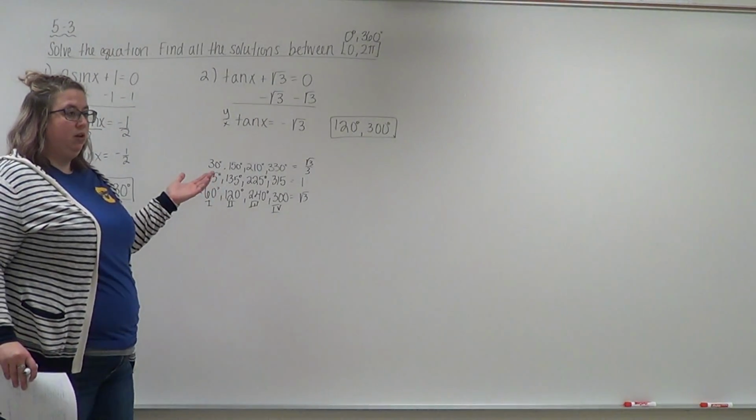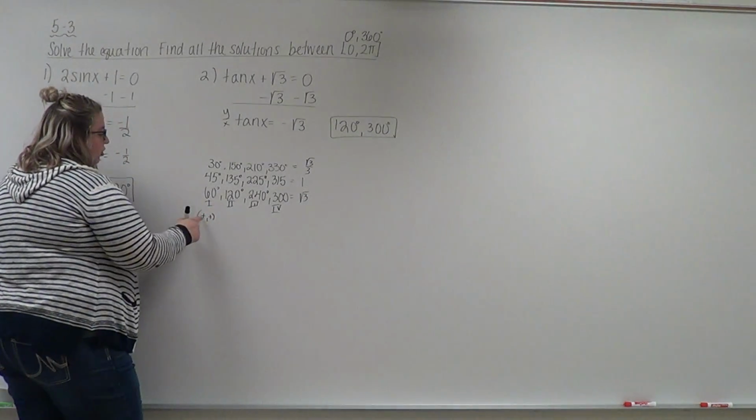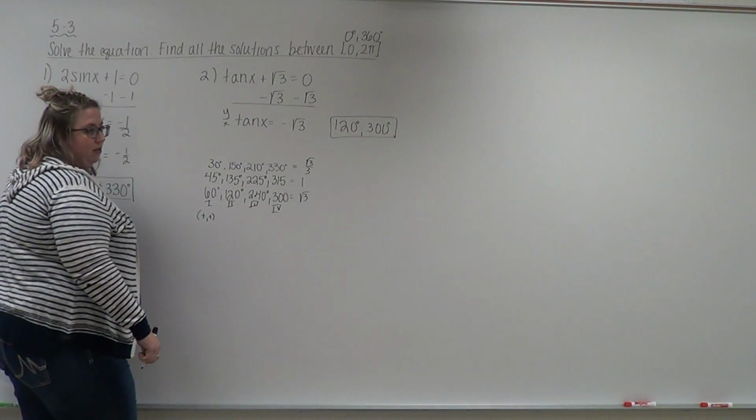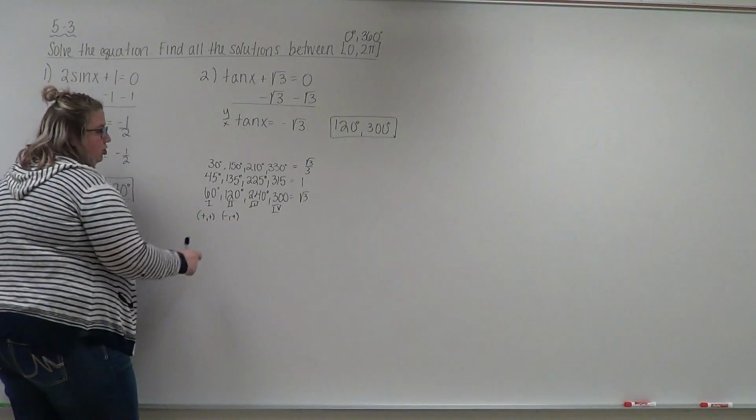How did I know for this one? Because of my signs. In quadrant 1, they're both positive, so if I divide two positives, I still get a positive. But in quadrant 2, it's negative over positive. When you divide those, you end up with a negative number.